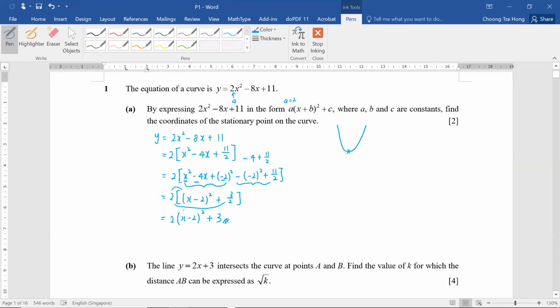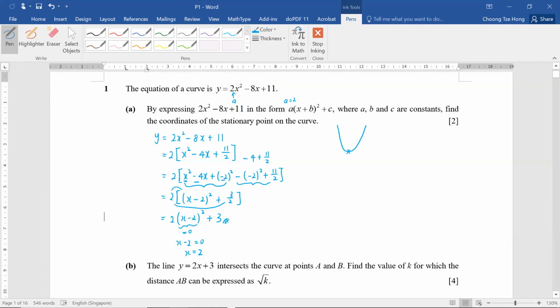This expression will have a minimum point when (x minus 2) is 0, because that is the smallest possible value that you can get for (x minus 2) squared. For what value of x will we get (x minus 2) squared equals 0? It's very easy to tell. You can just set x minus 2 to 0, then x will be equal to 2. That means the x coordinate of the stationary point is 2.